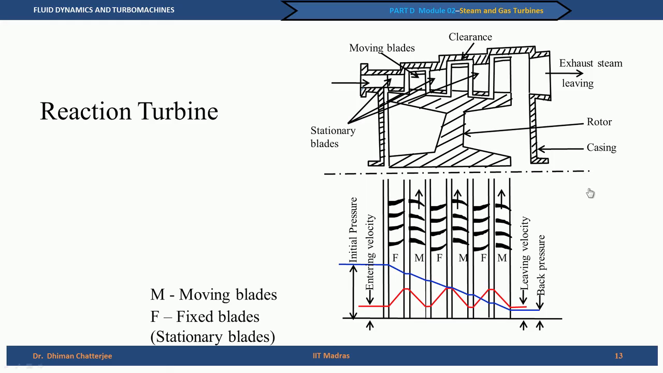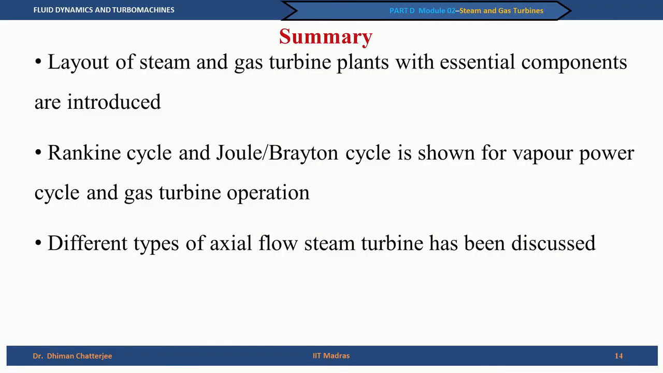Try to connect that discussion we had on the blade curvature and degree of reaction with today's practical example. So, this brings us to the end of today's discussion on the classification of turbines, the steam and gas turbines, particularly the steam turbines. In today's discussion, we have talked about the layout of steam and gas turbine plants and identified the essential components. We talked about the Rankine cycle and the Joule and the Brayton cycles that are used for vapor power and gas turbine operations respectively.